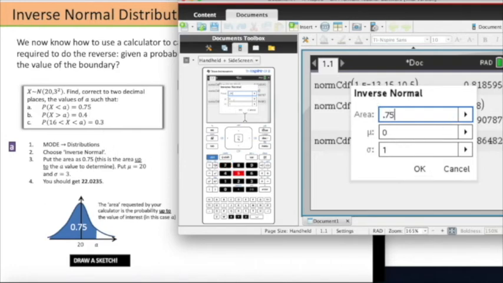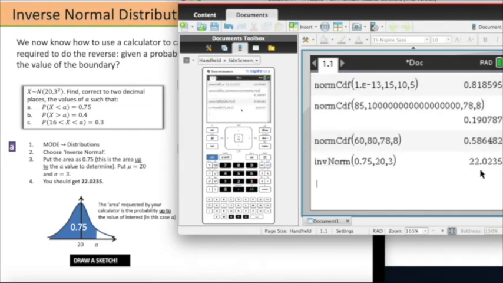The mean is 20. It's from here, 20. The standard deviation is 3. Then click OK. So that is the value of A, the boundaries, that one there. And the question says find A correct to two decimal places.